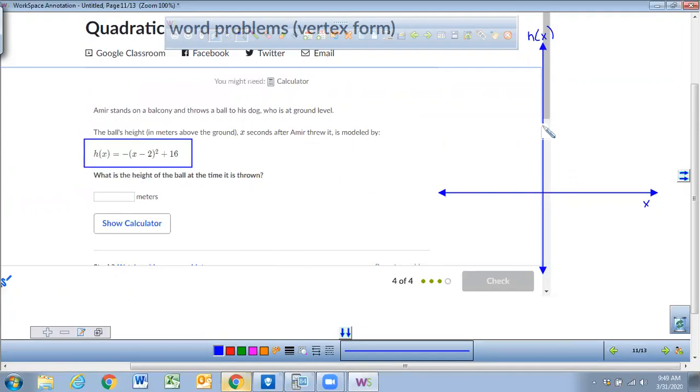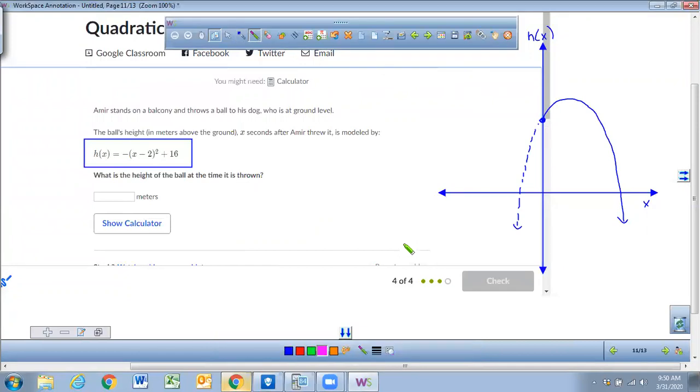So what we're going to do, he's at a balcony. We'll say he's right up here at a balcony, all right? He throws the ball to his dog, which is on the ground, and that parabola is going to go down and hit the x-axis. Now, our parabola will also have another area right here, but we're not going to really pay attention to this area because that's in the negative. That's going to be a negative x value. In this real world problem, we're only going to be dealing with this area right in here.